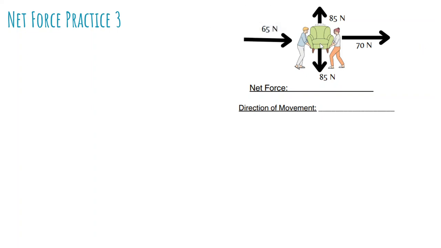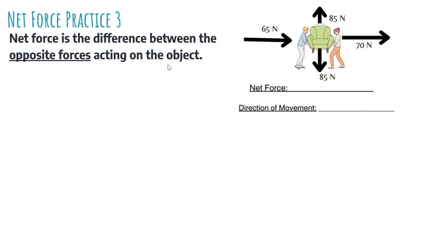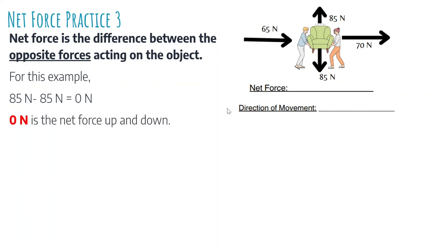So looking at this chair, remember a net force, that phrase, is the difference between the opposite forces acting on that object. So if I look at my up and down forces, those are opposite forces, right? So I'm going to find the difference between those forces, okay? 85 newtons minus 85 newtons. It turns out vertically, so up and down, we don't have any newtons. 0 newtons net force. That's the overall force up and down. So 0 newtons is the net force up and down. That means it's not going to be going up or down.